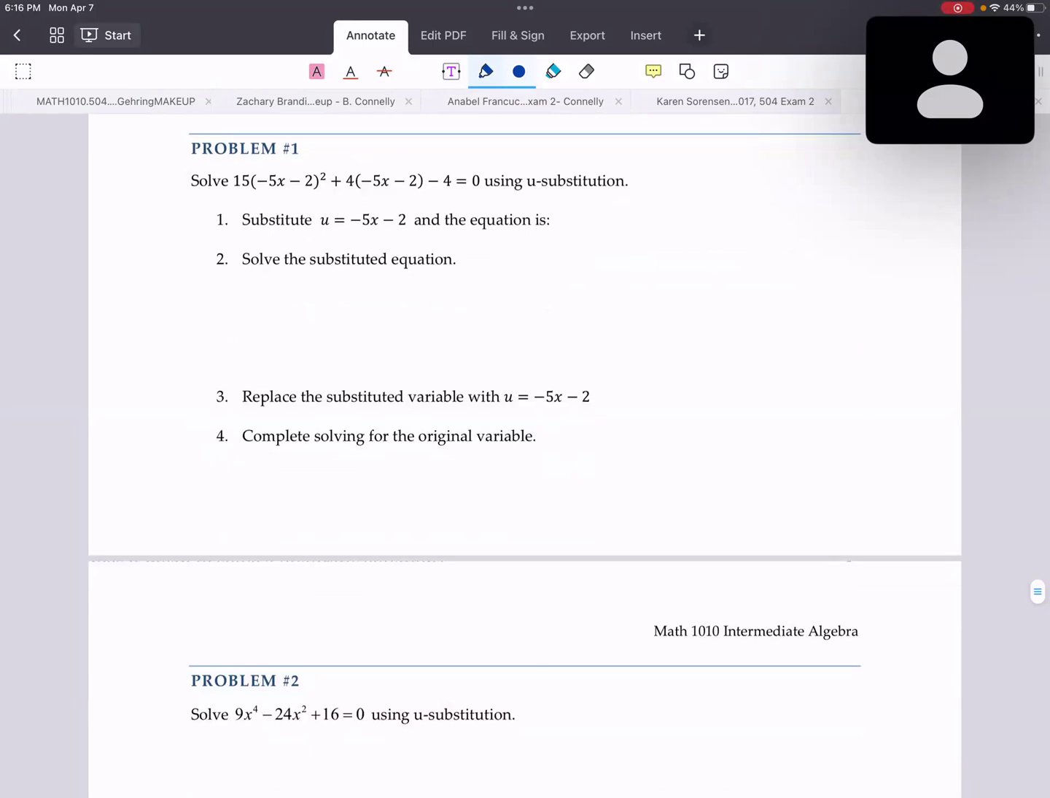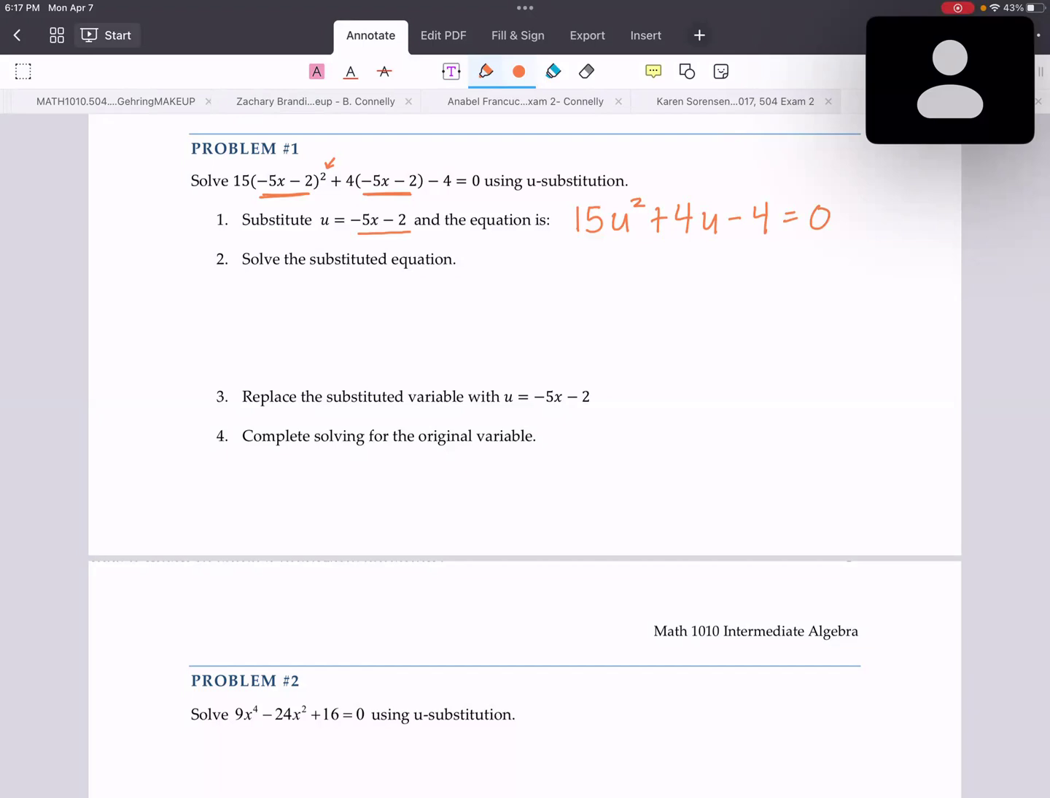So on one like this, remember, like I said, we just need to make sure that the stuff inside is the same on both of those parts. And on this one, it's nice because it is the same, right? So we're going to put u in place of where we see that -5 minus 2. So when I do that, I've got 15, and then in place of that -5 minus 2, I'm going to put u, and then I still have that squared there. So 15u squared plus 4u, and then minus 4 equals 0.